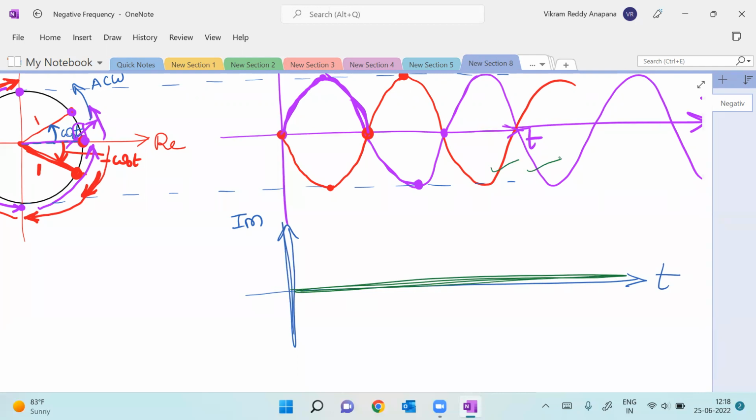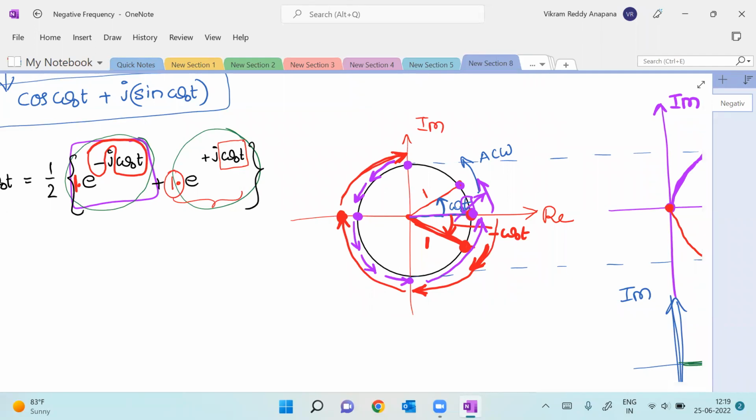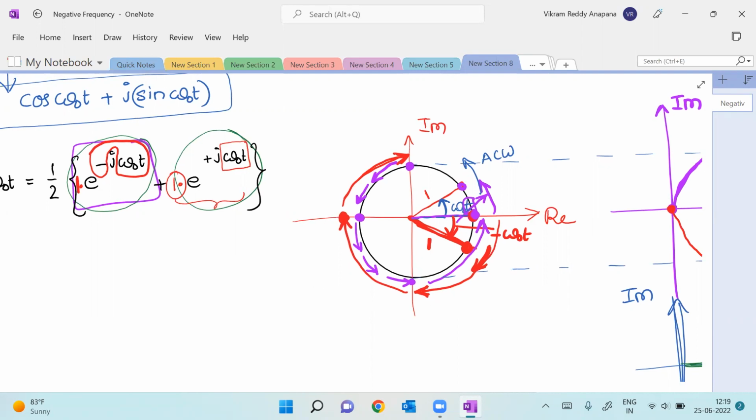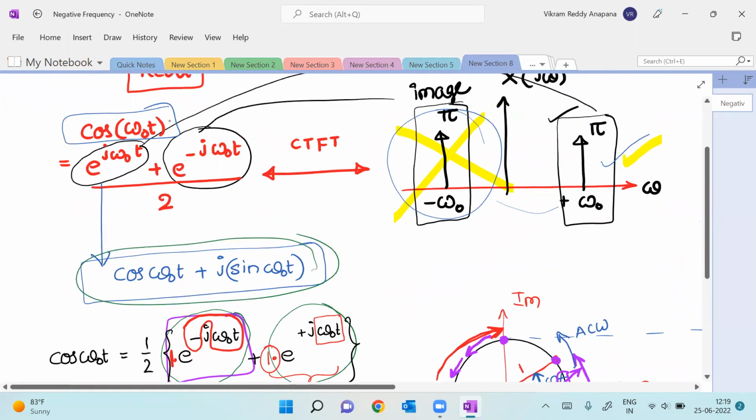And this is the beauty. If I add e power positive j omega naught t with e power negative j omega naught t, that corresponds to a real signal in the time domain, a real function in the time domain. You don't have any imaginary stuff. So I don't want something like this. I want something like this, only cos functions.